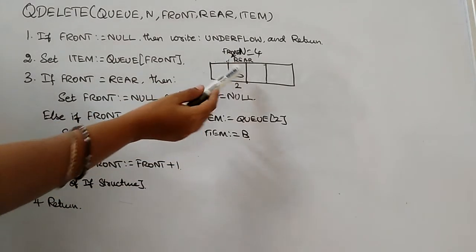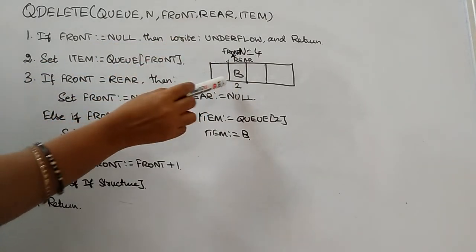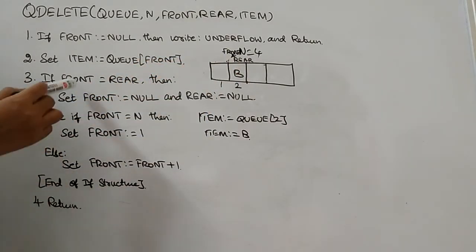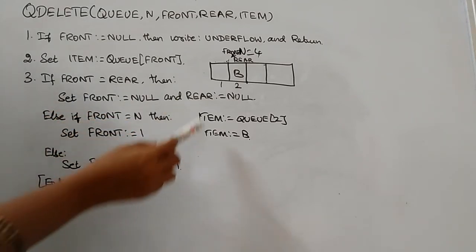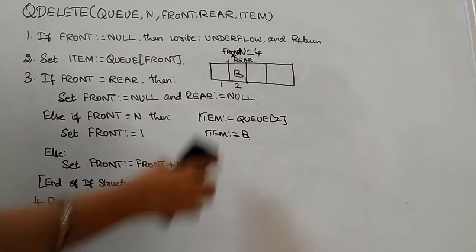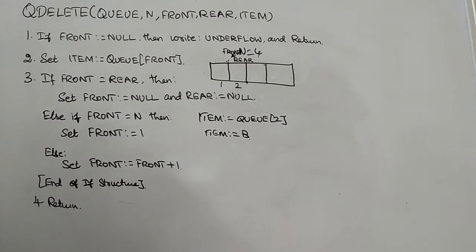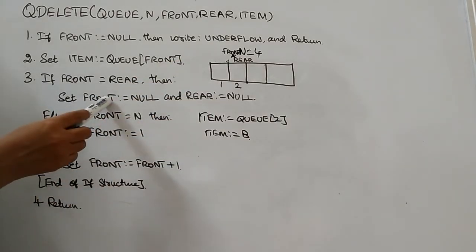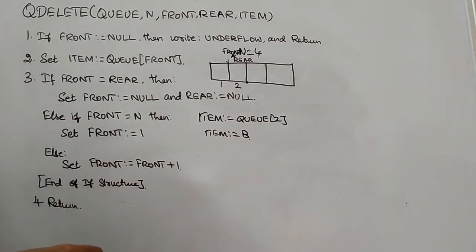Yes, of course front is equal to rear, because we have only one element in this queue. That's why front and rear are the same. So here we are writing set front := null and rear := null, because we are going to remove this element from my queue. After removing, the front and rear must be null only. That's why we write front := null and rear := null.